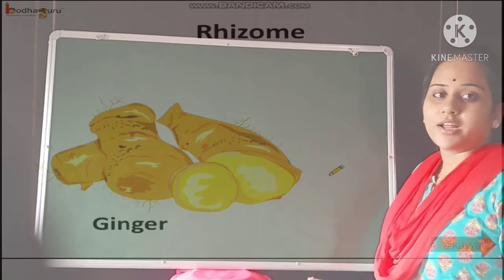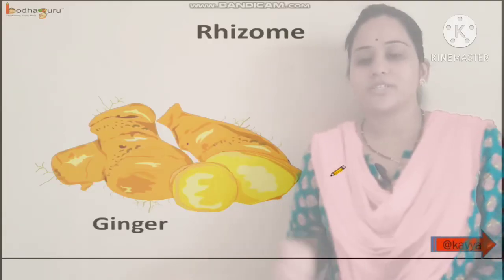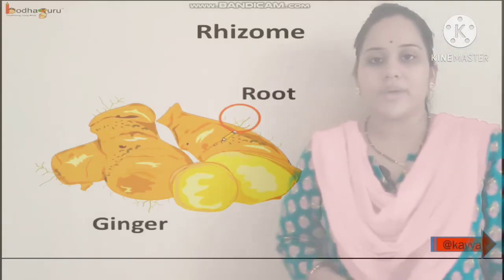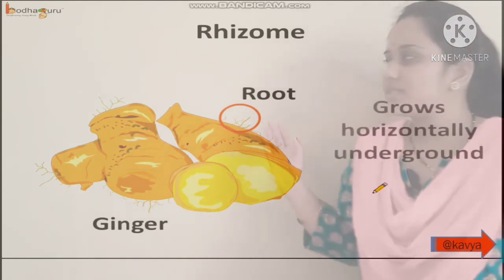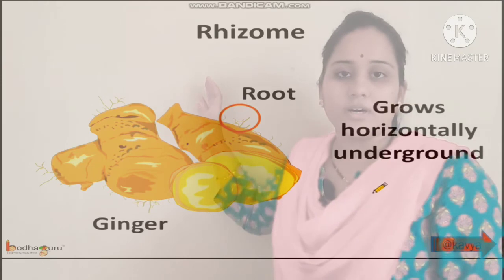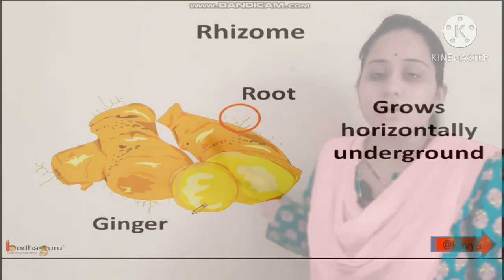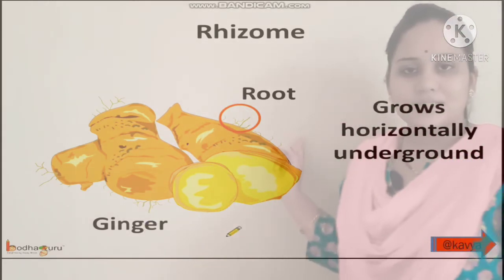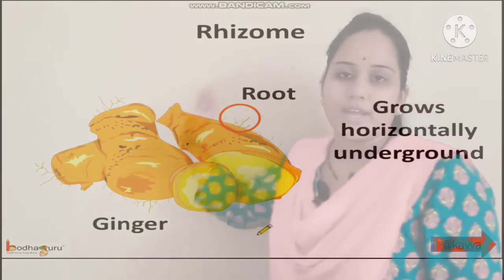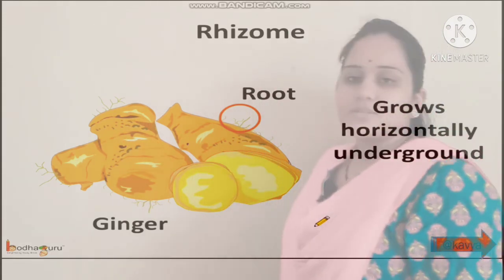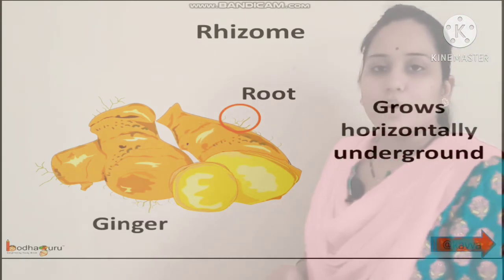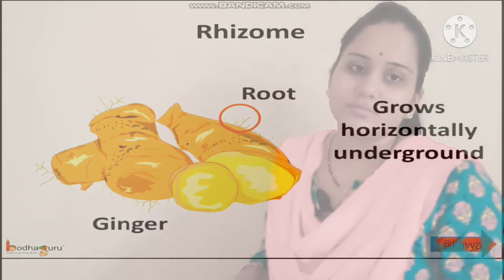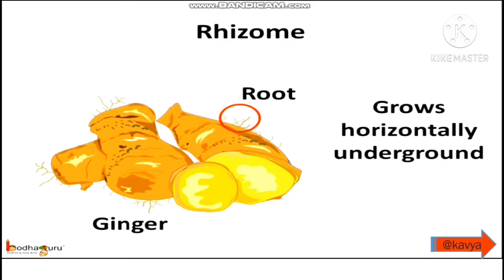It is also an underground stem which has small leaves and roots, and it grows horizontally underground. So we can say ginger is an underground stem which is called a rhizome, and the underground stem can be modified to store food in different ways, such as rhizome, bulb and tuber.